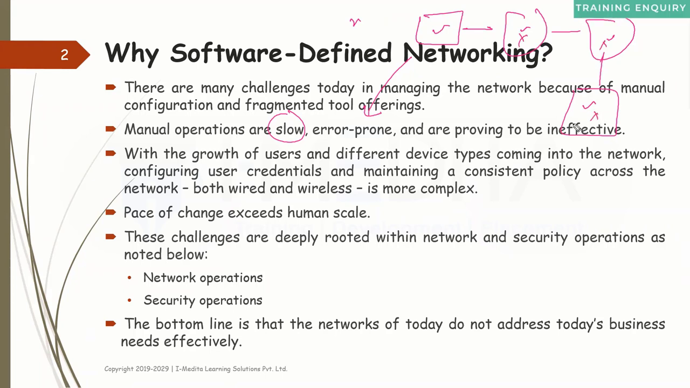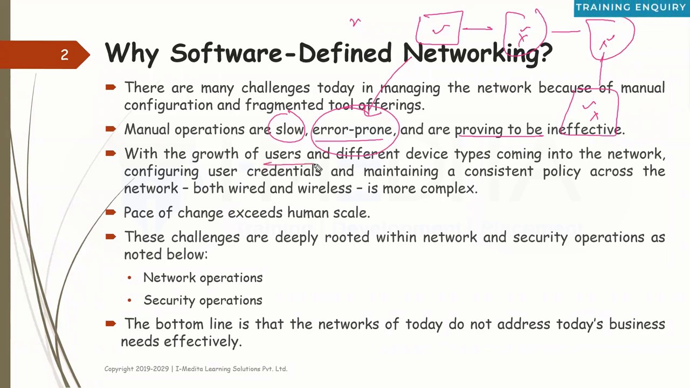Just an example. Manual configurations that we do in our production environment on all the devices are very much prone to errors. Chances of human errors are greater as compared to software-defined networking in a production environment. Configurations done manually are more prone to errors, and they are proving to be very ineffective. It is not an effective way to manage the campus area network or the data center infrastructure manually. It is proving to be very ineffective in a modern day network.